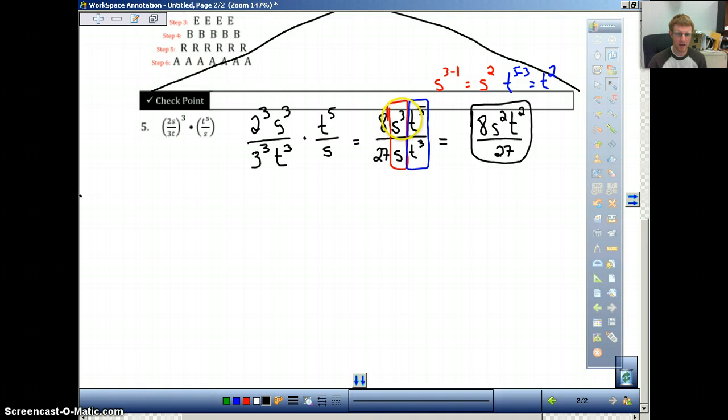Now I see I have s to the third over s. Doing that is 3 minus 1, s squared. That's where the s squared comes from. You have t to the fifth over t to the third, 5 minus 3 is 2. That's where the t squared comes from. And remember, all the s on the bottom canceled out. The 3 t's, t times t times t, canceled out when we did the subtraction. So those are both gone, and the only thing we have left on the bottom is the 27. Okay? So hopefully that makes sense.